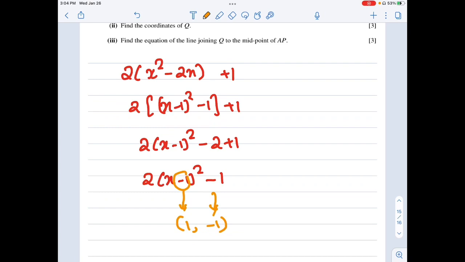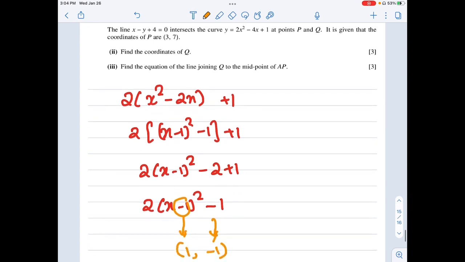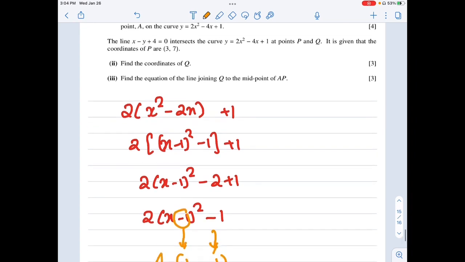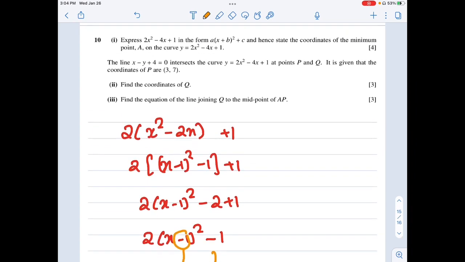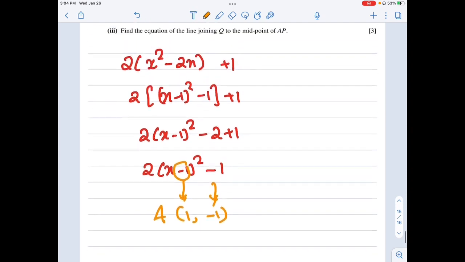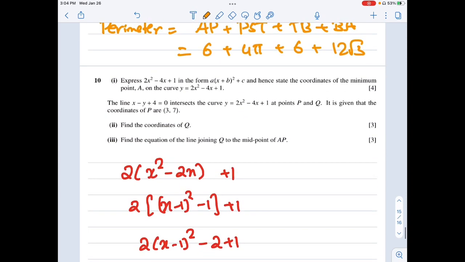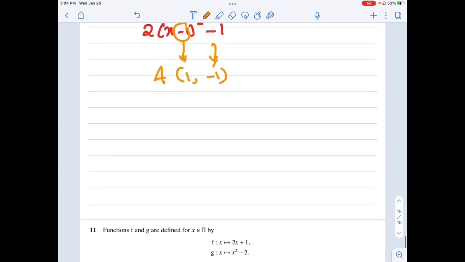Then the line x minus y plus 4 intersects the curve at points P and Q. Given that the coordinates of P is 3, 7, find the coordinates of Q. So 2x square minus 4x plus 1 is equal to 0.